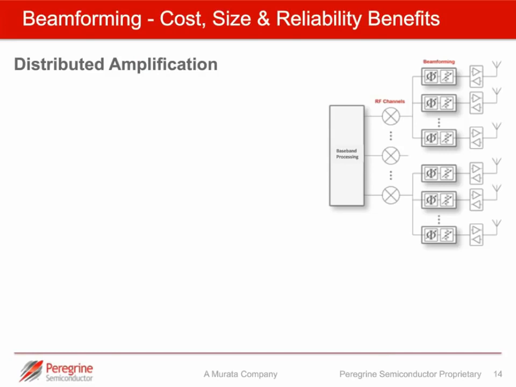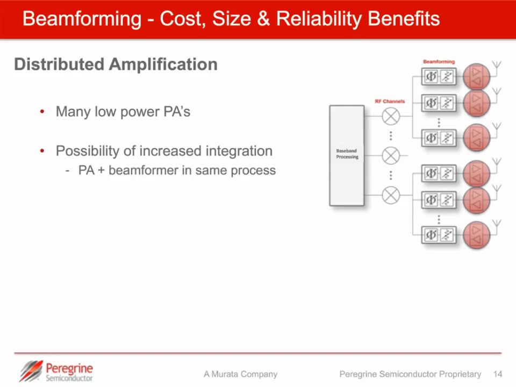Another possibility and opportunity that beamforming creates is distributed amplification. What we do, as we show here, is have multiple PAs, and the benefit of having multiple power amplifiers is the output power of each PA element is much lower. So this leads to the possibility of increased integration, whereas for a traditional system you might have a high power amplifier and the beamforming element in different technologies. When we get to these more distributed amplification cases, the PA power becomes much lower and lends itself to integration of all functions in a single technology.